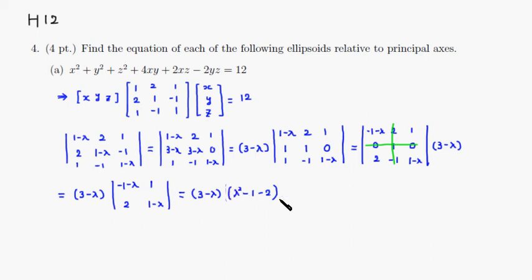So we can factor it further. You have 3 minus lambda, and lambda squared minus 3 is lambda plus square root of 3 times lambda minus square root of 3. So this will give you 3 eigenvalues. Lambda 1 is 3, lambda 2 is negative square root of 3, and lambda 3 is positive square root of 3.